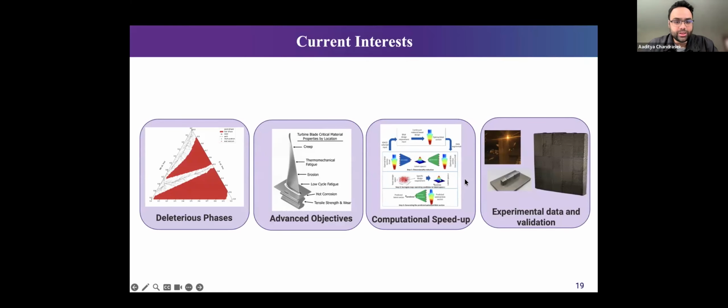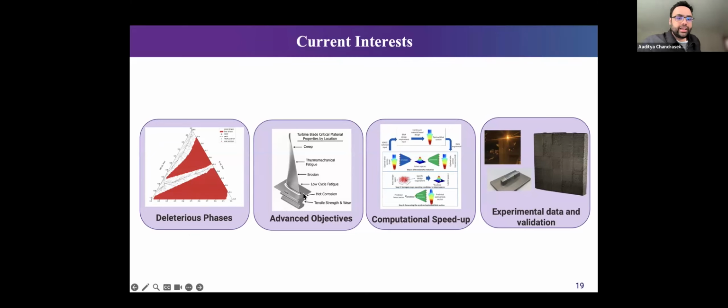Some of the things that we are working on, and I'm more than happy to, there are people over here who have a much better idea, are things like looking at deleterious phases. So the idea is essentially that not all the phases in your phase diagram are good; some of these phases might be brittle. So you definitely want to avoid them in your design. So how do you incorporate those constraints into your optimization? That's something that we are looking at.